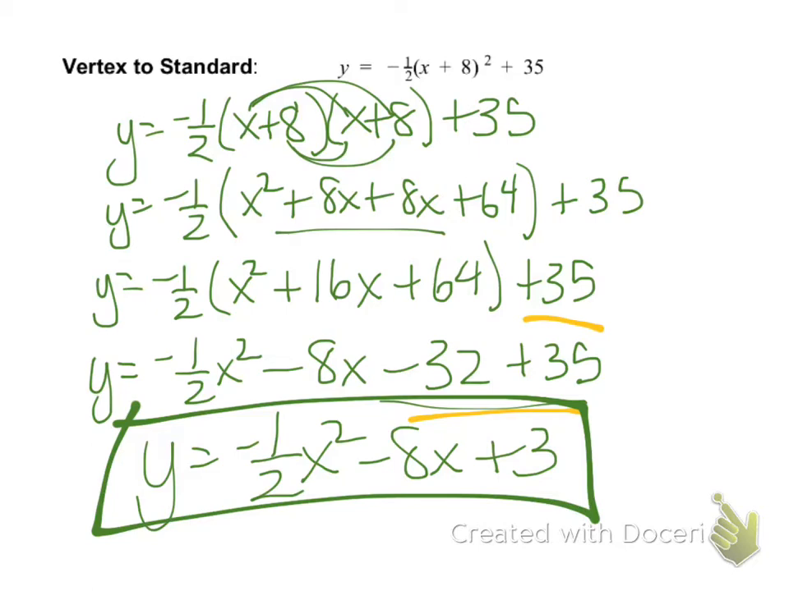And again, the vertex in this is (negative 8, 35), right? Because this is vertex form. And if you were to find the vertex the way you know how to do, negative b over 2a, and then plug that in, you should also get the 35.